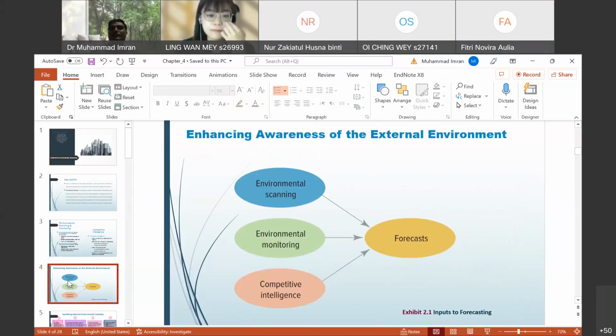One more thing. See, all these steps, environmental scanning, environmental monitoring, and competitor matching, why are we taking these steps? For the forecast. What is a forecast? Basically, this is information. Let me explain what a forecast is. A forecast is information which we can use for a future event.